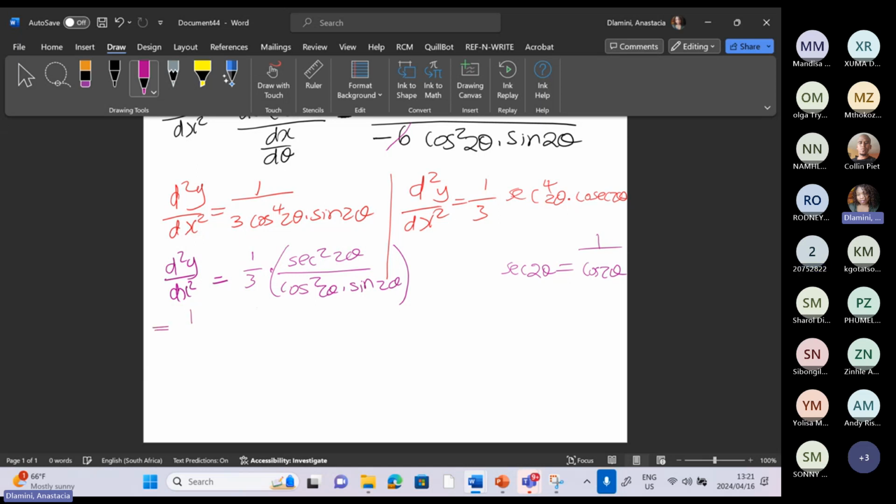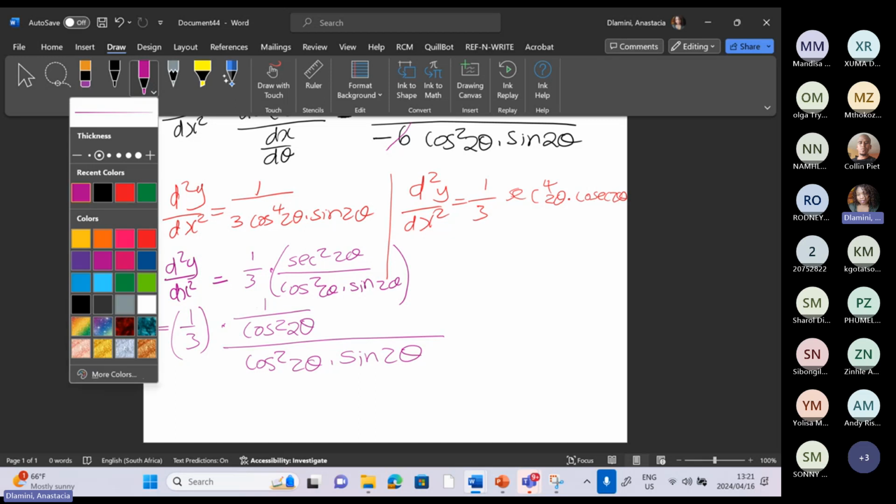So this is 1/3 times 1 over cos squared 2 theta. Are we all together? Good. I might be wrong here, so let me see. So this is then cos squared 2 theta times sine 2 theta. Are we all together there? Now I want to do it in baby steps.